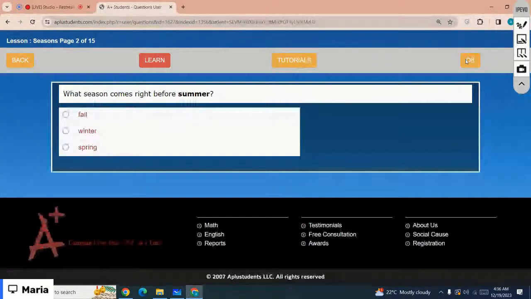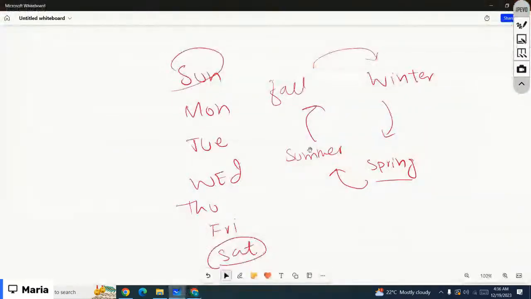What season comes right before summer? So before summer it is... Here is the summer. Yes, that is spring before summer. The correct option is spring.